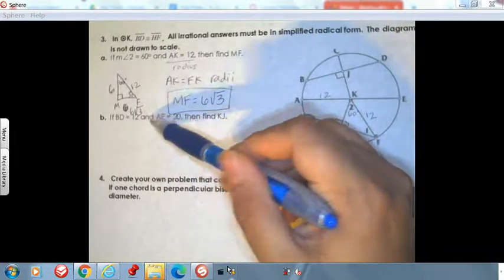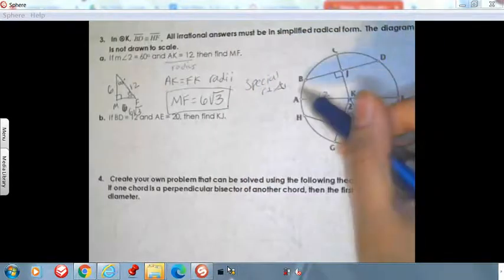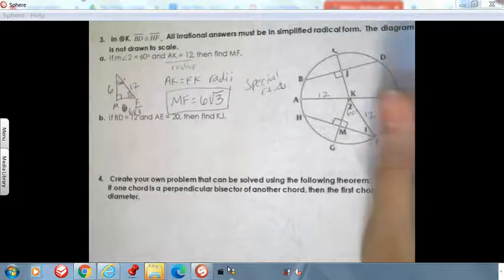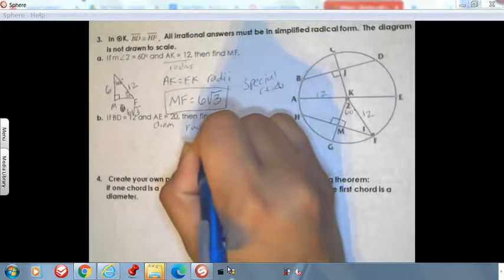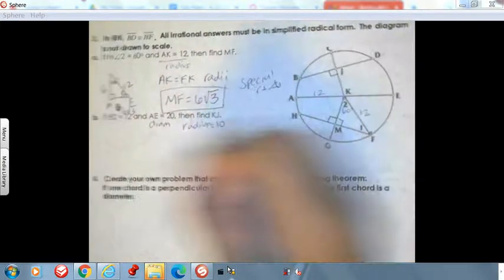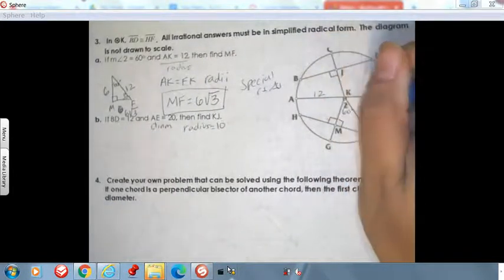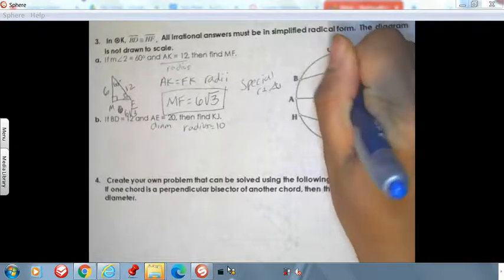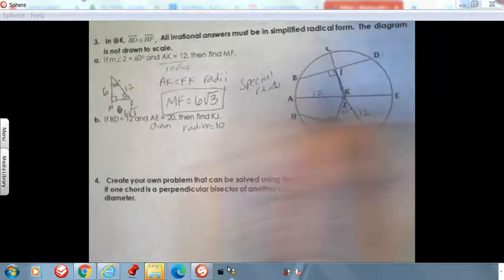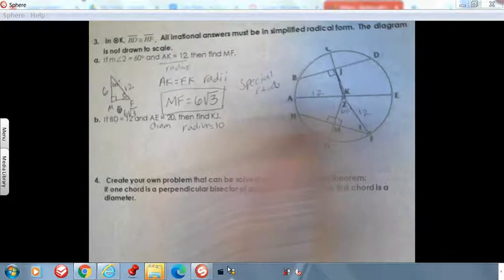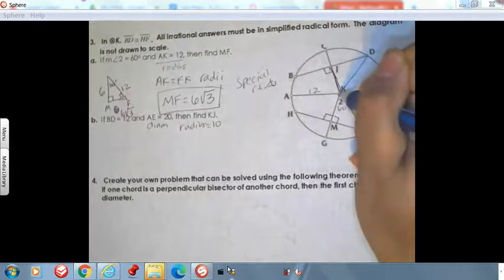Okay, and finally the last one says if BD is 12, that means that whole chord is 12, and AE is 20. Now AE is the diameter, that means the radius is 10. If it tells me this information and I want to find what KJ is, KJ is right here, this segment. I would use a couple of different things here. We will use the Pythagorean theorem again, but dealing with one triangle at a time is usually the easiest thing to do. I can just connect two points because K is my center. I could connect it with D, and I know the radius here is 10.